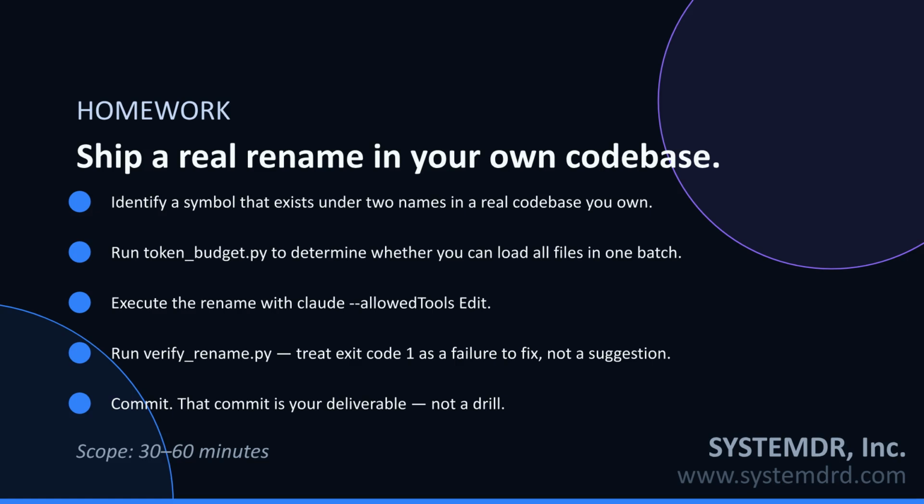Follow the steps. Identify the symbol, run token_budget.py, execute the rename, run verify_rename.py, and commit. This is a real deliverable.